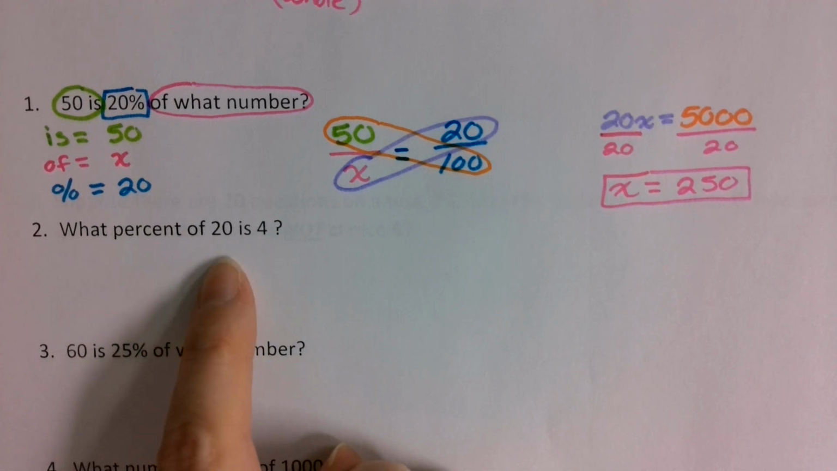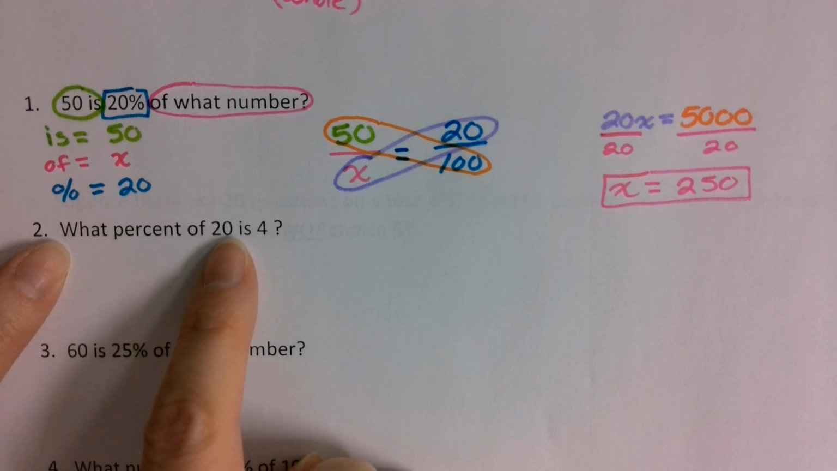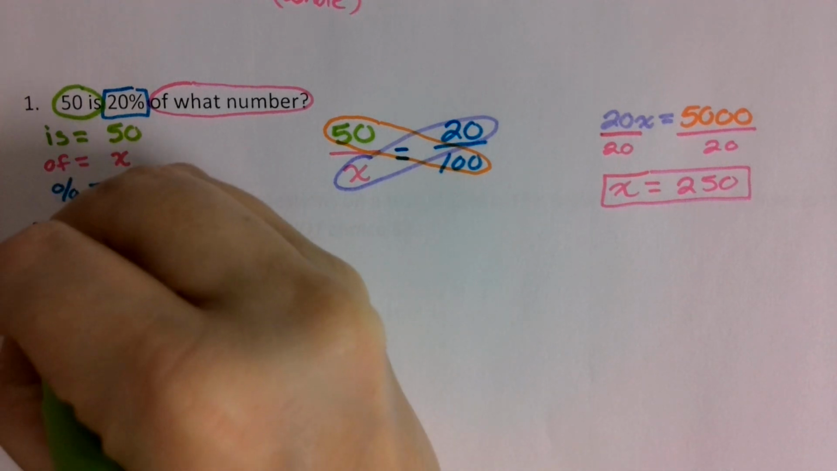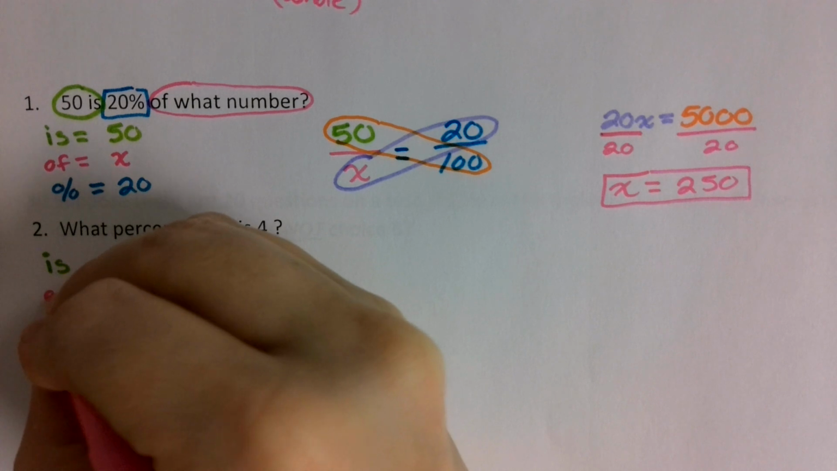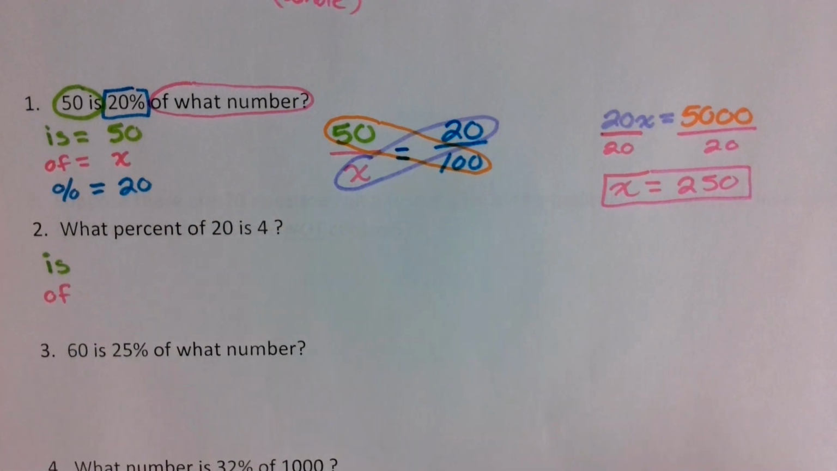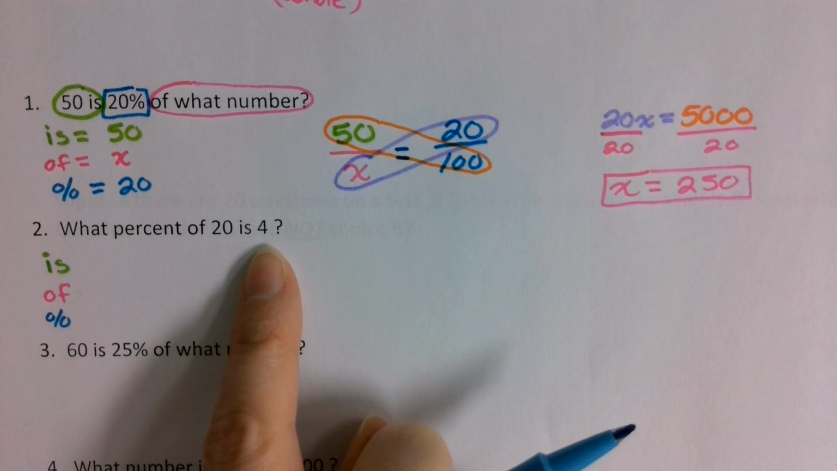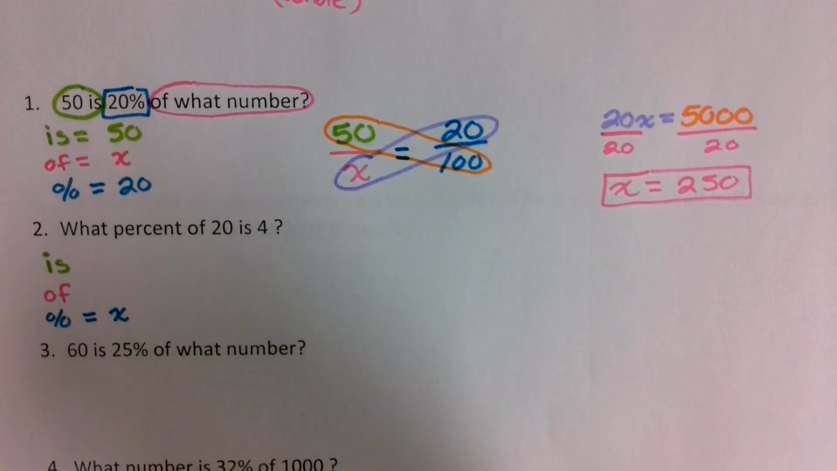Let's do one more together. This one says, what percent of 20 is 4? What percent of 20 is 4? So I want to identify my is, my of, and my percent. Let's take a look at these two numbers. Do either of these numbers have a percent sign with it? No. So then what does it mean that's missing? The percent. My percent is the value that's going to be missing.